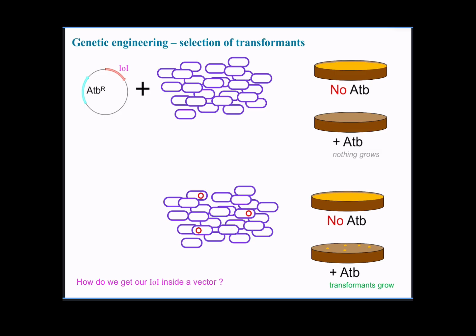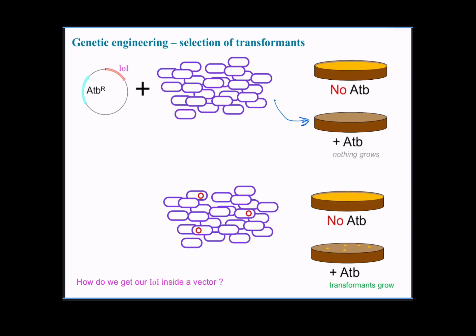So the way we select for those bacteria that did pick up the plasmid with our DNA of interest is using antibiotics. If we subject bacteria without any plasmids in them to antibiotics, they will all die, right? So that's what's shown here in that plate where nothing grows. If you don't add the antibiotic to the culture plate, obviously every bacterium will replicate and the whole culture will form what we call a bacterial lawn, right?